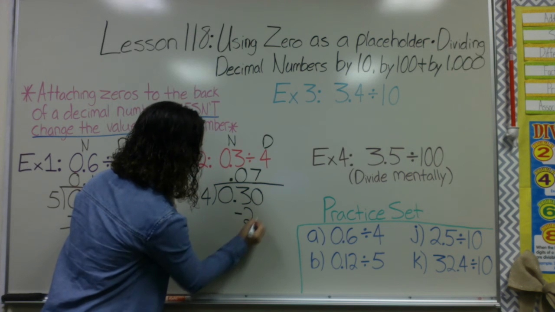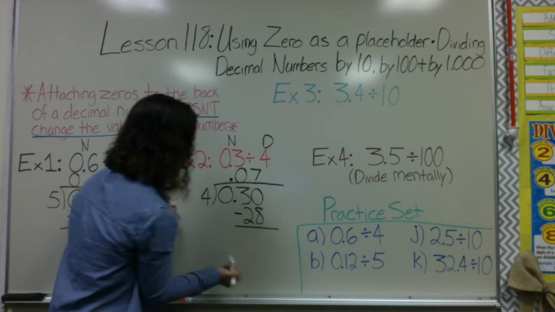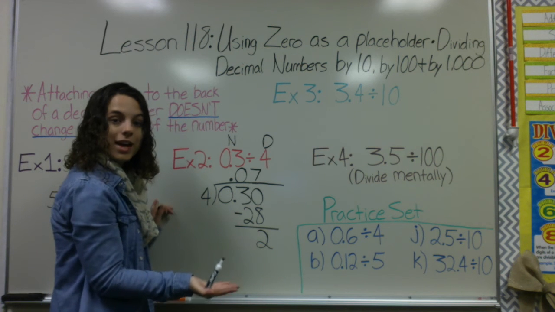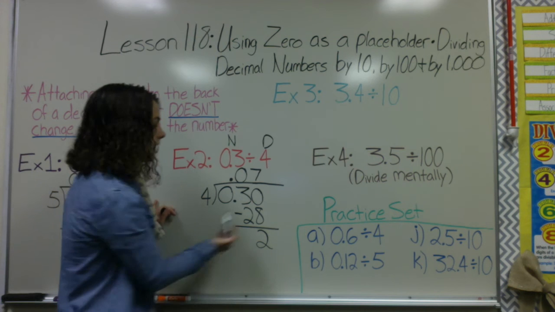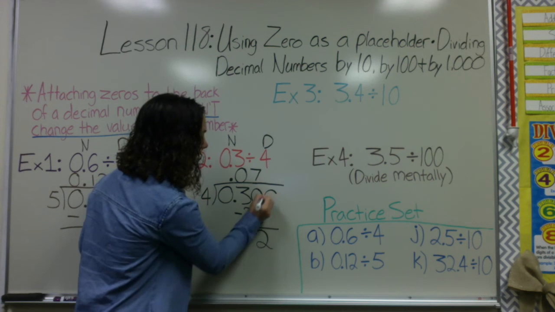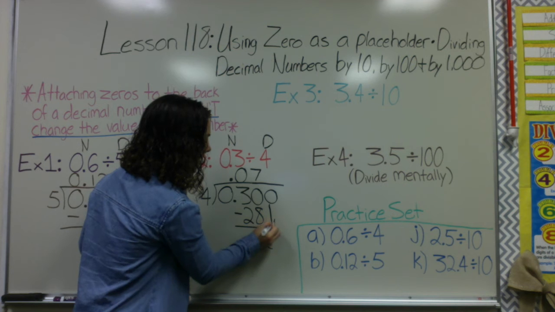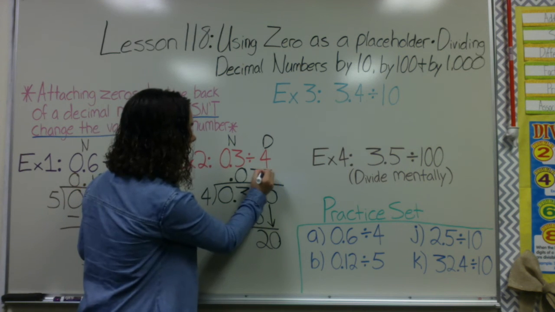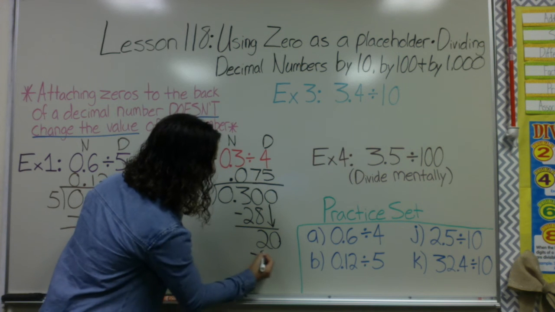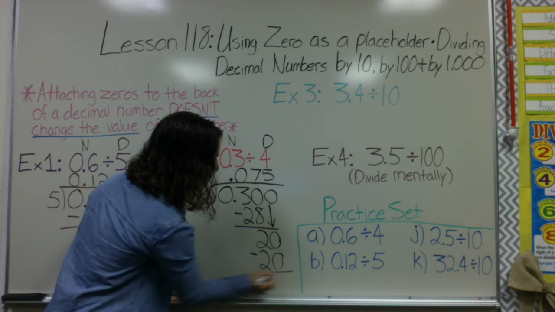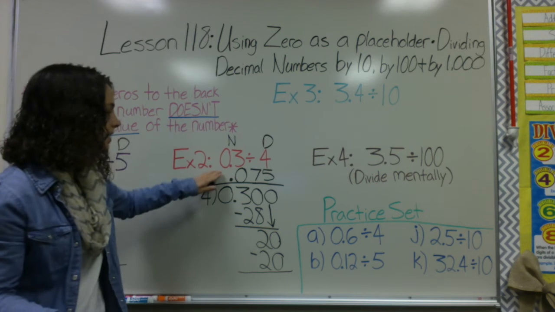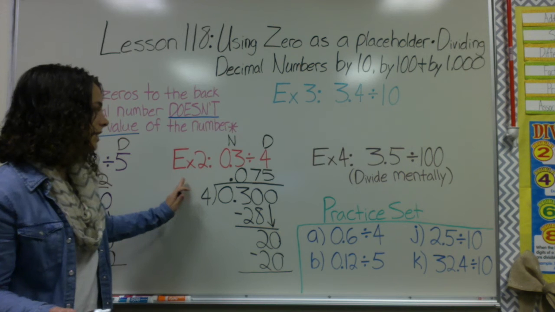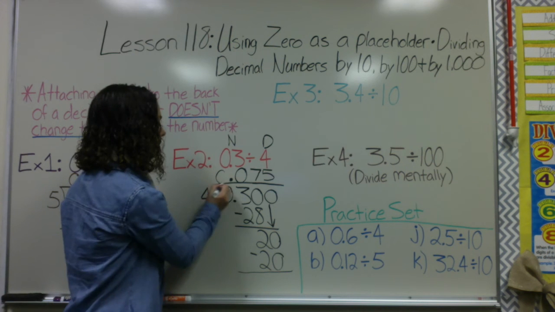Minus 28, which is 2. I still have a remainder, so guess what I need to do? I need to attach a 0 again at the end. I'm going to bring down that 0. 4 goes into 20 5 times, and that is minus 20. I do not have a remainder anymore. So my quotient is 75 thousandths. I'm going to go ahead and put a 0 here.